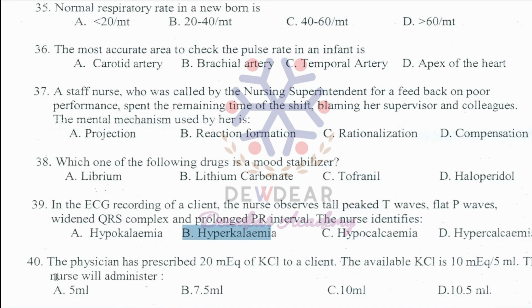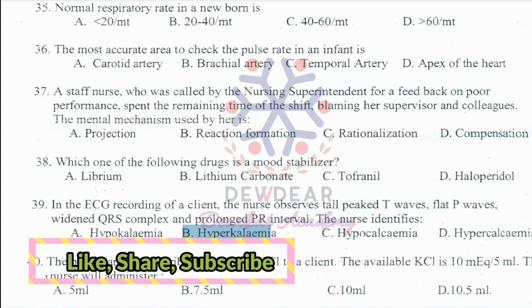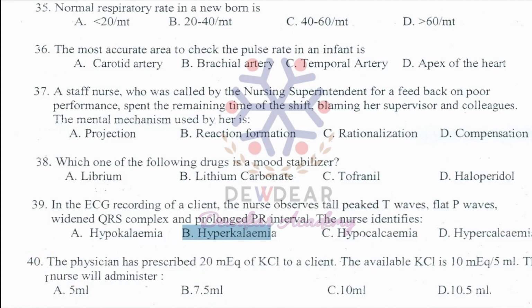Then question number 40. The physician has prescribed 20 milliequivalents of KCl to a client. The available KCl is 10 milliequivalents per 5 ml. The nurse will administer: 5 ml, 7.5 ml, 10 ml, or 10.5 ml. The answer is option C, 10 ml.